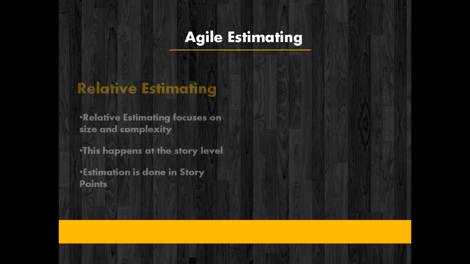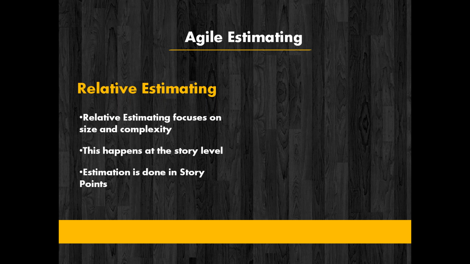So this happens at the story level. Estimation is done at the story points. I explained in the last webinar that we have user stories, which form the requirements of Agile, and later user stories are broken down into tasks.